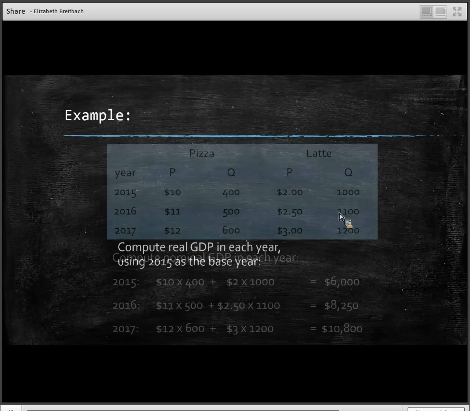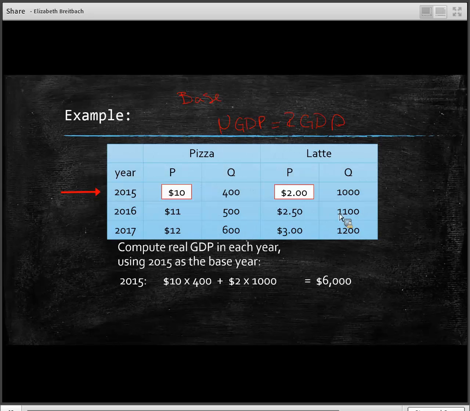We can see that this is less than our previous example of 8,250. And the reason why it's less is because we don't see the price change. Before, we had our price go from $10 to $11 and $2 to $2.50. What we see here is there's only the quantity change. So real GDP only measures the changes in quantity, whereas nominal GDP is going to measure both price changes and quantity changes.